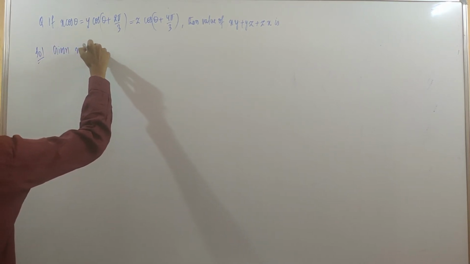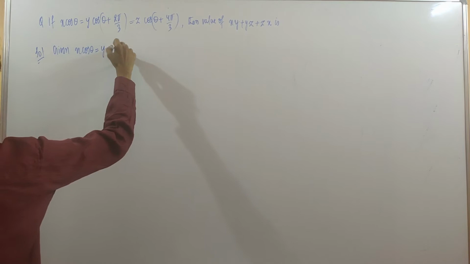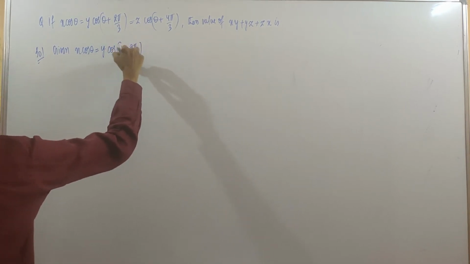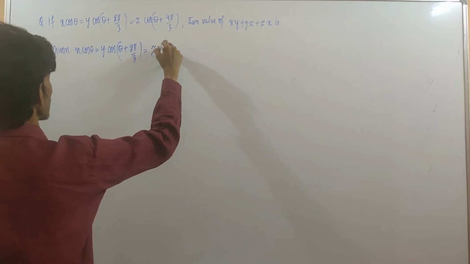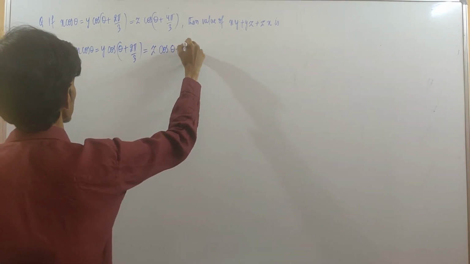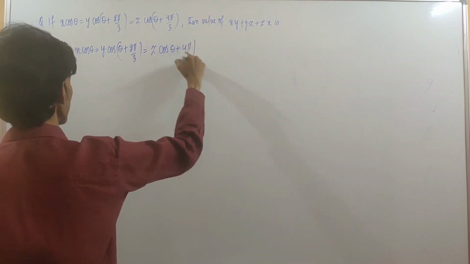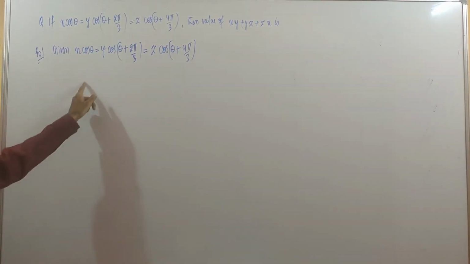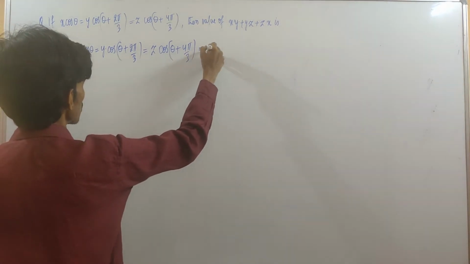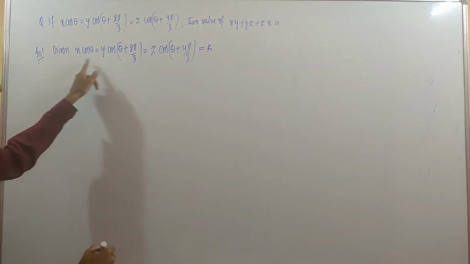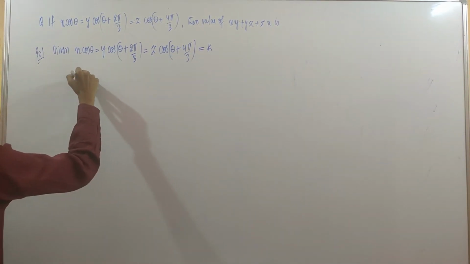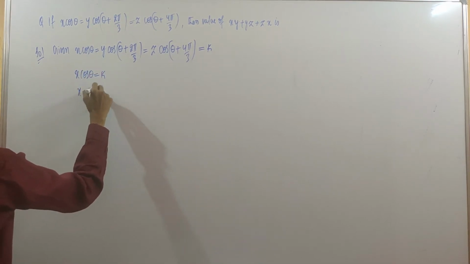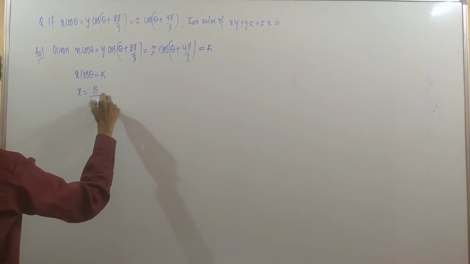Given x cos theta is equal to y cos(theta plus 2 pi by 3) is equal to z cos(theta plus 4 pi by 3). All these values are equal. If these three are equal, then this must be equal to some other value k. Now equate these two: x cos theta equals k. Then the x value will be k divided by cos theta.